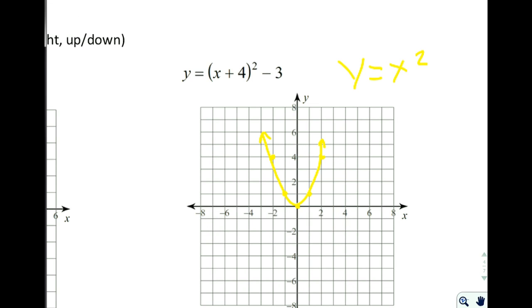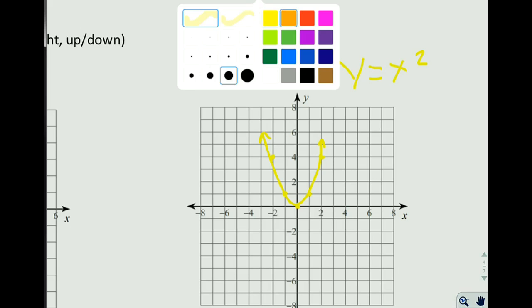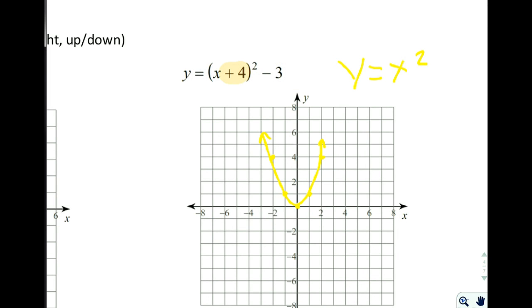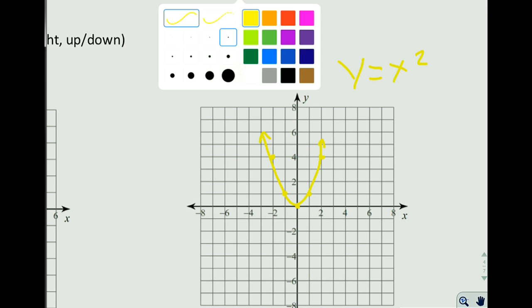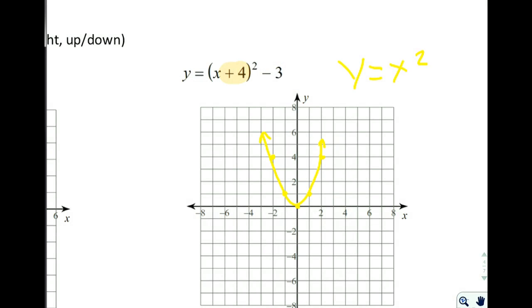Next, I need to figure out which way I'm moving and why. So I have my plus 4 here next to x. And whenever something is next to x in the parentheses, or sometimes in the absolute value bars, that's always going to move x in the opposite way of what you'd expect. So I expect plus 4 to move it to the right. It actually moves it to the left 4. So my new center point is over 4 from where I thought.